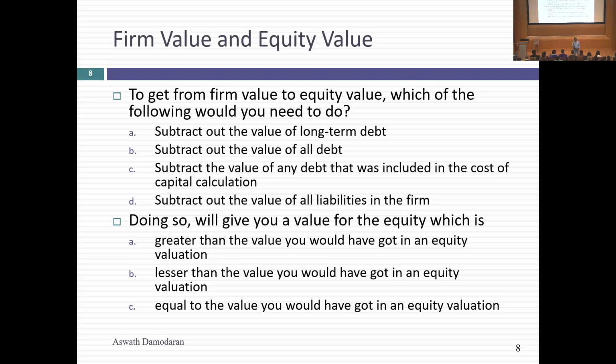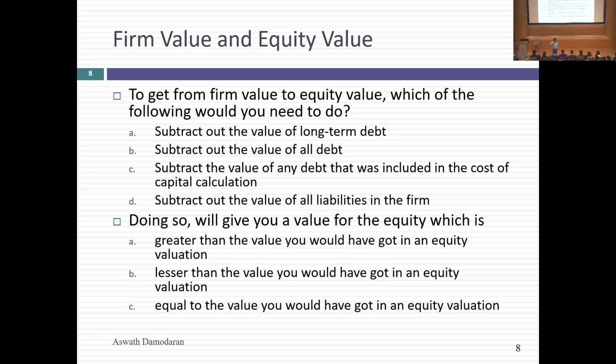Done right, you should get the same value for equity, whether you take cash flows to equity and discount at the cost of equity, or you take cash flows of the firm, discount at the cost of capital, and subtract out debt. Easier said than done, but you should get the same value. So I'm going to set up a very, very simplistic example for the moment. You're going to say, where did the numbers come from?